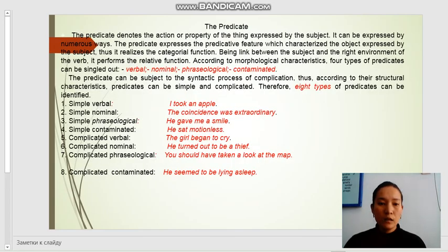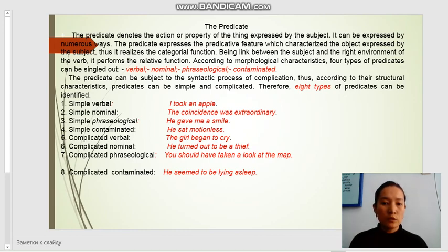Next, the predicate. Let's identify it. The predicate denotes the action or property of the thing expressed by the subject. It can be expressed in numerous ways. The predicate expresses the predicative feature which characterizes the object expressed by the subject. Thus, it realizes the categorial function. Being the link between the subject and the right environment of the verb, it performs the relative function. According to morphological characteristics, four types of predicates can be singled out. They are verbal, nominal, phraseological, contaminated.